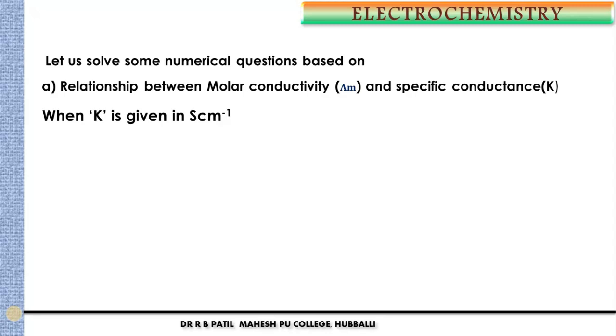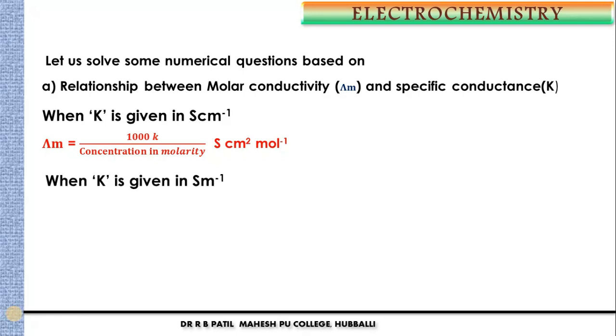our mathematical form is going to be molar conductivity lambda m is equal to 1000 K divided by concentration in molarity, and the unit of lambda m under this condition is going to be Siemens centimeter square mole inverse. Similarly, when K is given in Siemens meter inverse, that is the SI unit of conductivity K, under that condition the relationship formula is going to be molar conductivity lambda m is equal to K divided by 1000 concentration in molarity, and the unit of molar conductivity is going to be Siemens meter square mole inverse, that is the SI unit of molar conductivity.